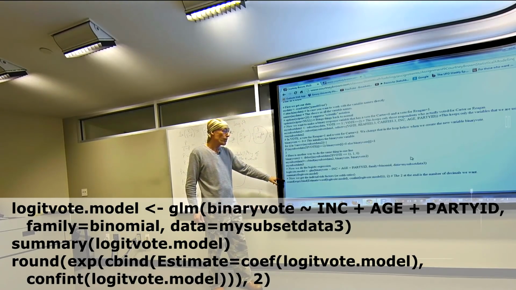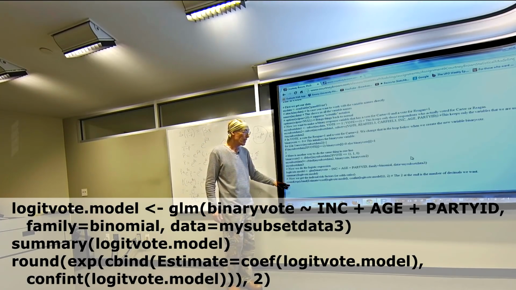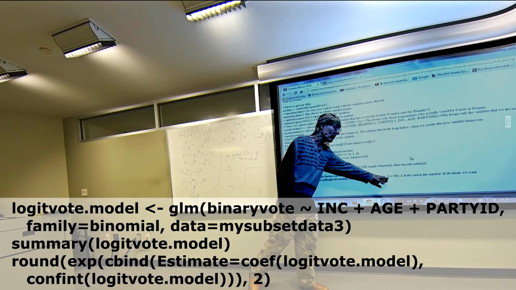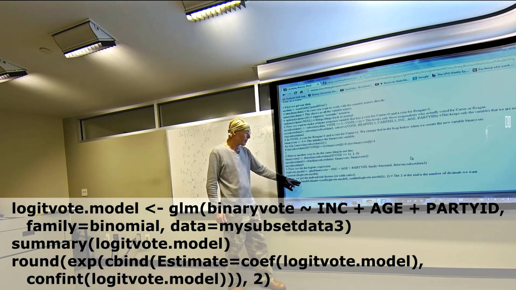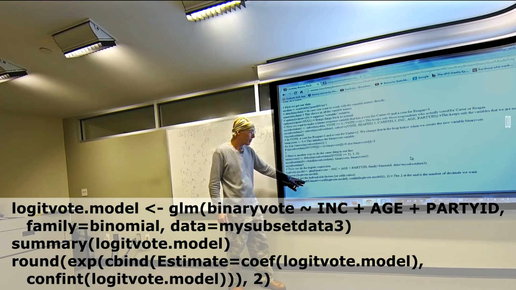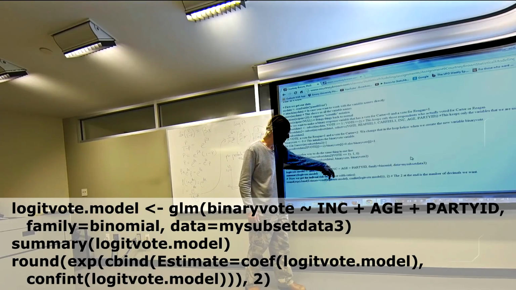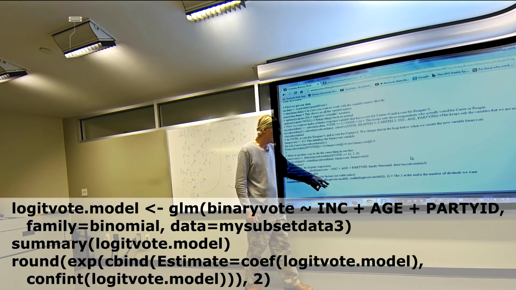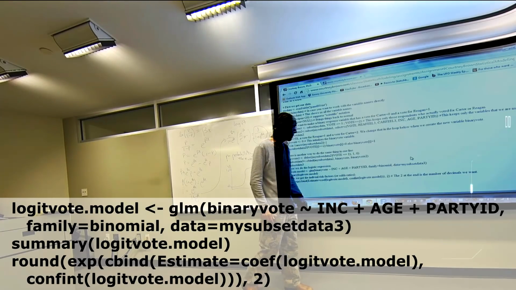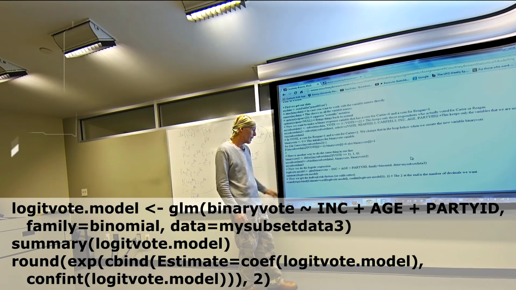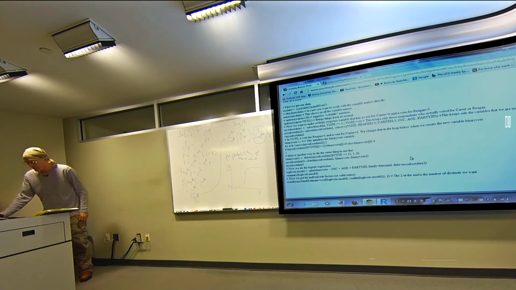And now we want those individual risk factors. I round them off, okay? And I round them off to 2 decimal points. That's what that 2 is at the very end. And I exponentiate, I'm c-binding here, the actual estimate equals the coefficients of the logit vote dot model, and this will give me the confidence intervals for the logit vote dot model, and that will give us the actual results that we want. And now let's look at the output for R.